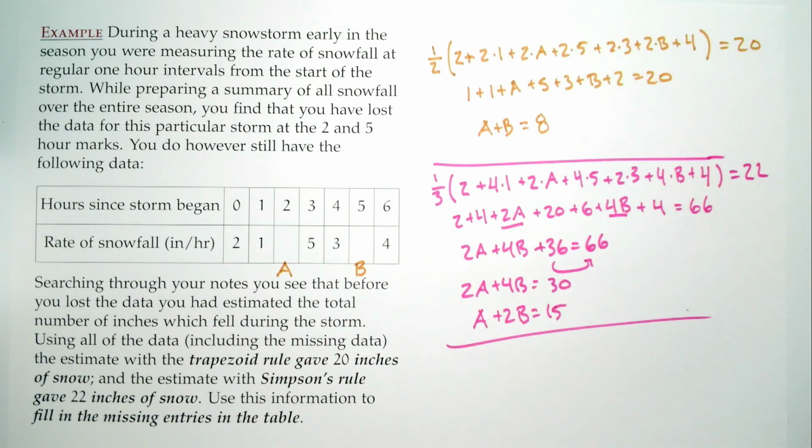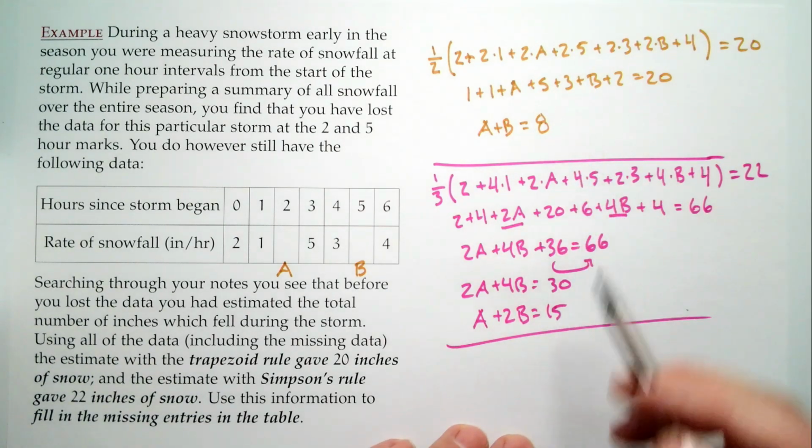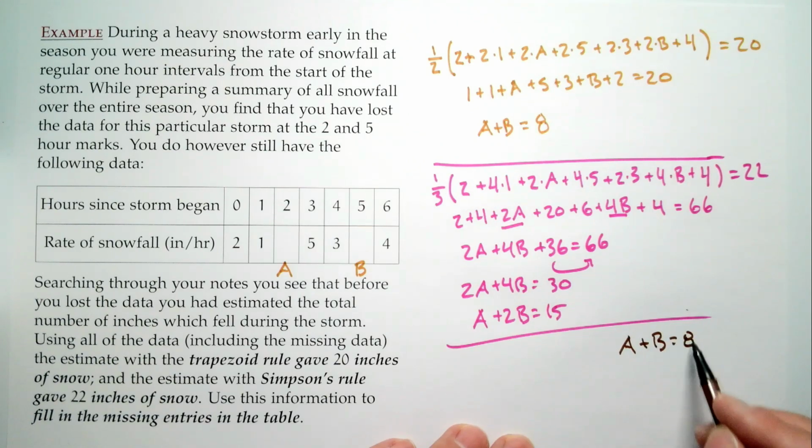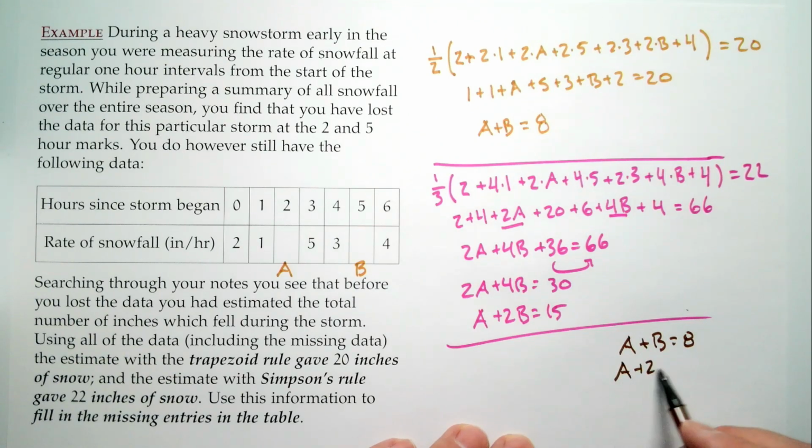So all we did, I don't want to sound like it's trivial, but we just said, what are the rules? Apply the rules and see where we get to. And what we got to is 2 equations. So we know that A plus B has to equal 8, and then A plus 2B has to equal 15. Now what do we do?